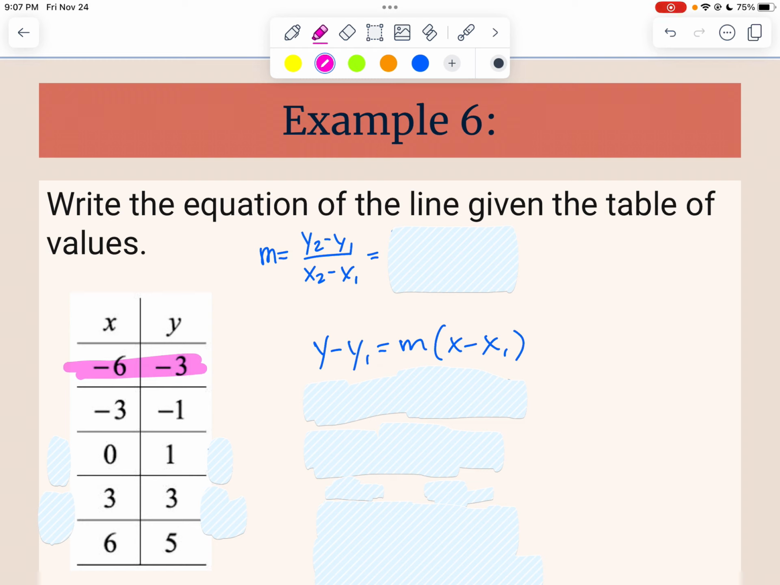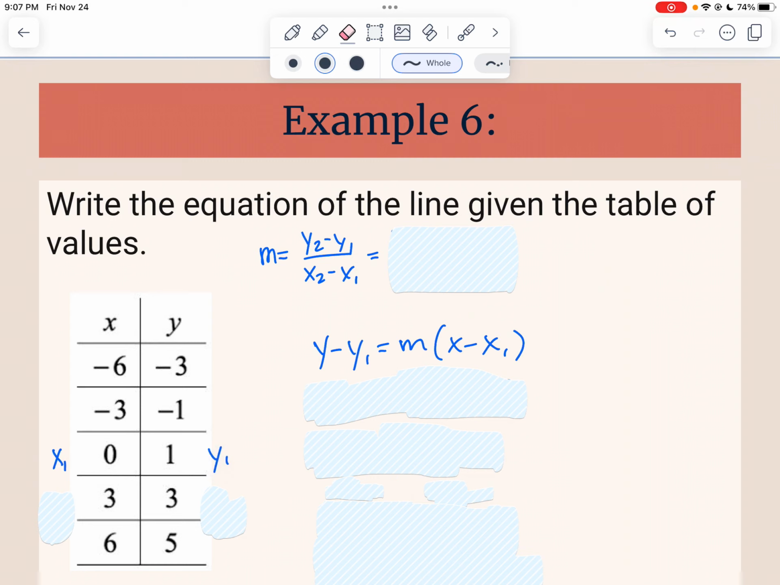This is really -6, -3. So I could rewrite that as an ordered pair, (-6, -3). That's really what this table is representing. And (-3, -1) is that second row. So these are just ordered pairs, but in table form. So what I'm going to do is pick 2 easy points to work with.